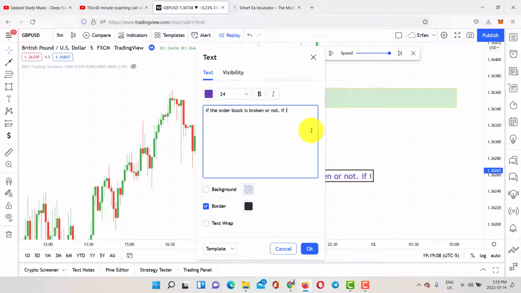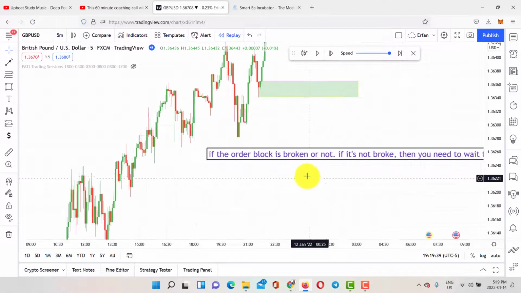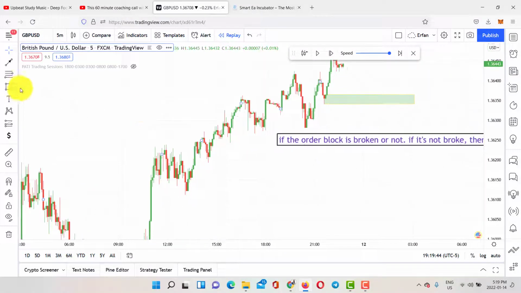Okay, if it's not broken, then you need to wait for a very strong confirmation, or I would say momentum, to go towards the market's direction. So you gotta see if the market is bullish, is bearish, what is it doing? Is it choppy? Is it fluctuating? What is exactly the price doing? You got to pay attention to that.